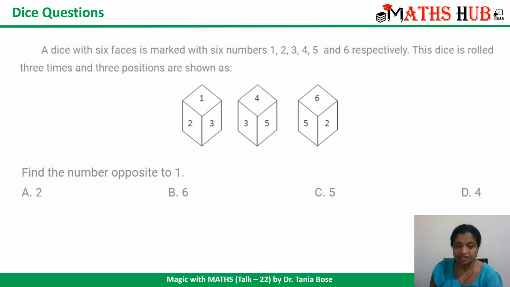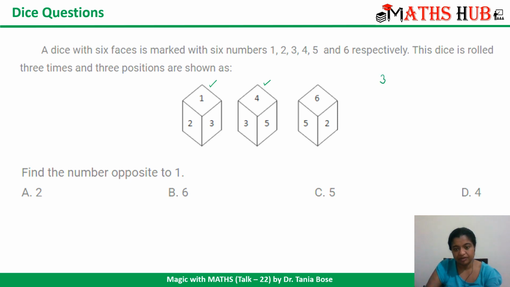A dice with six faces is marked with six numbers 1, 2, 3, 4, 5, and 6. This dice is rolled three times and three positions are shown, right? So you have to find the number which is opposite to 1. So for that, let us compare dice 1 and dice 2 positions. What is common between them?